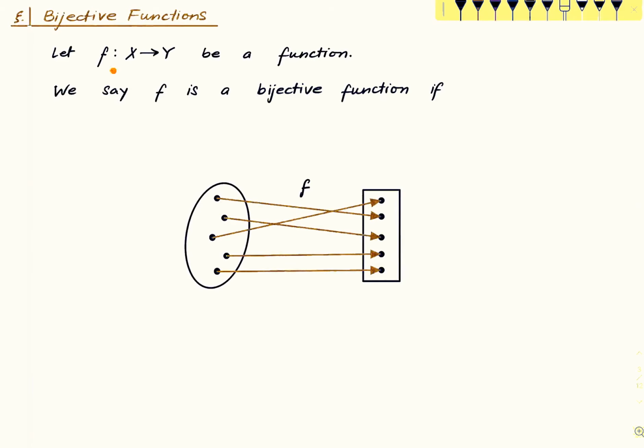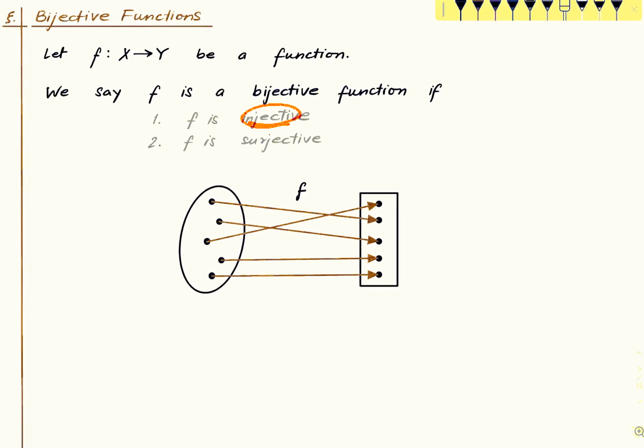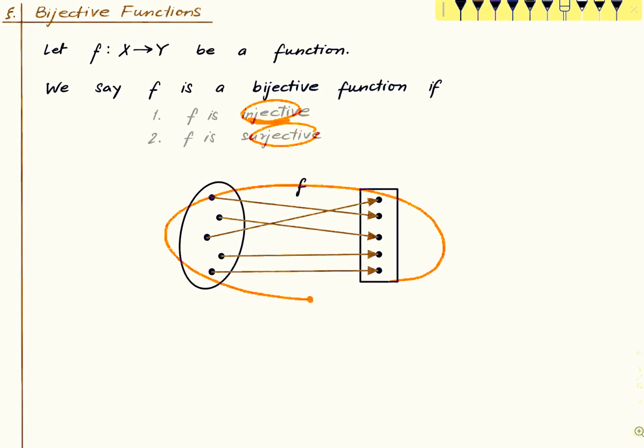So suppose we have a function f from a set X to the set Y. Then we say that f is a bijective function if it is both injective and surjective. Right? That's the definition of a bijective map. It's both injective and surjective. So here is a picture where, of course, you can see a function which is injective and surjective.